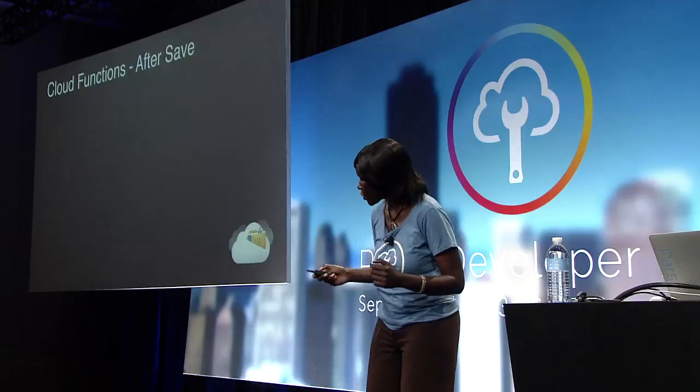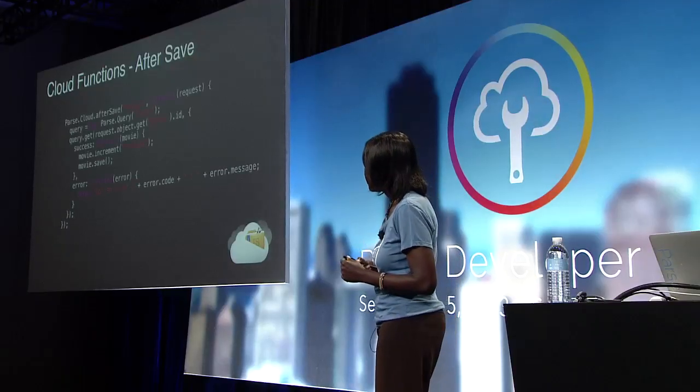Now, we've talked about what you may do before an object is saved. What about after an object is saved? We previously mentioned a use case where perhaps you want to increment the reviews for a movie when a review is added. So this is what it may look like.